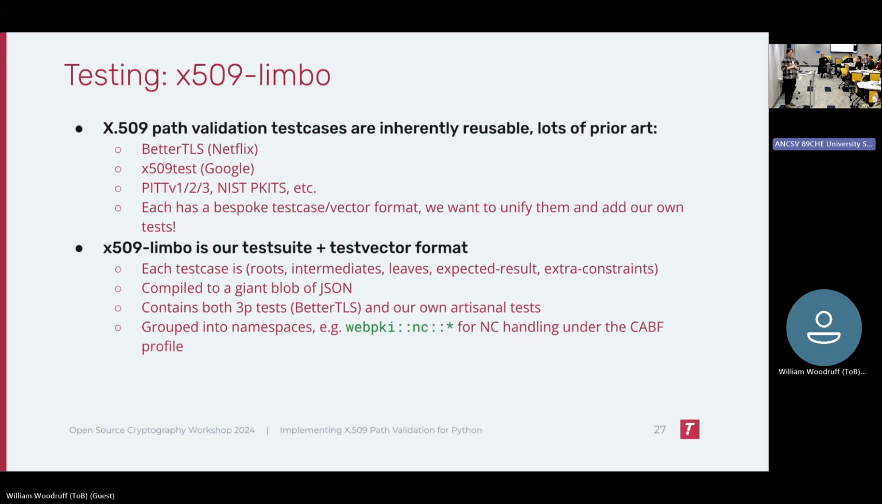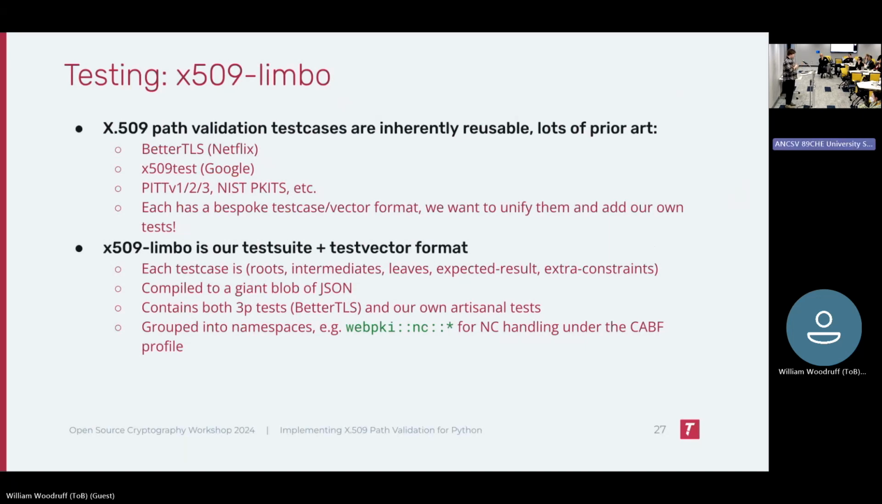The good news here is that we set out to do this, and we looked around, and it turns out there's a lot of pre-existing, very, very hard work that's been done to write path validation and PKI testing frameworks for various implementations. Netflix has this really fantastic one, Better TLS, which we ended up integrating into our test suite. There's x509-test from Google. There's PKITS v2, 1, 2, and 3. And each of these, unfortunately, has its own bespoke test case and vector format, but in some cases we were able to unify them and haul them into our little JSON blobs.